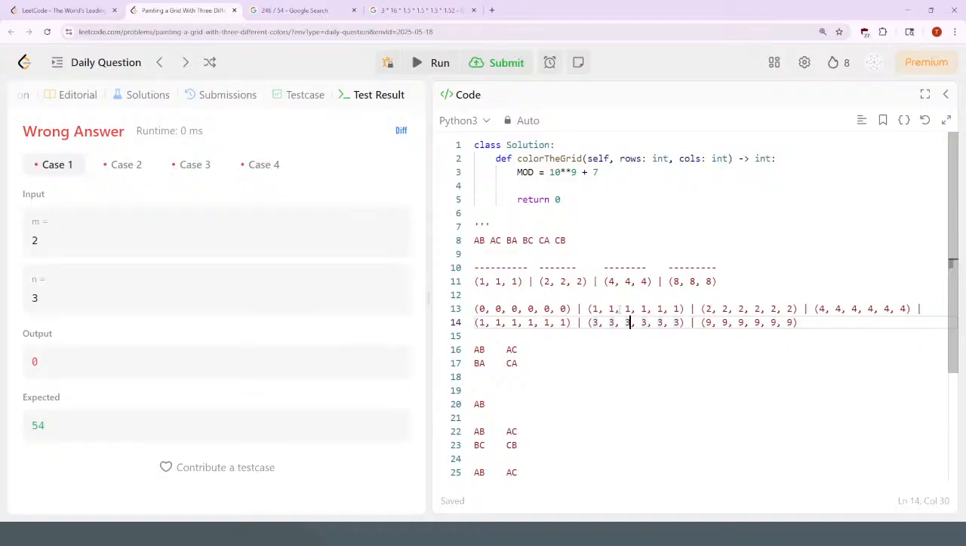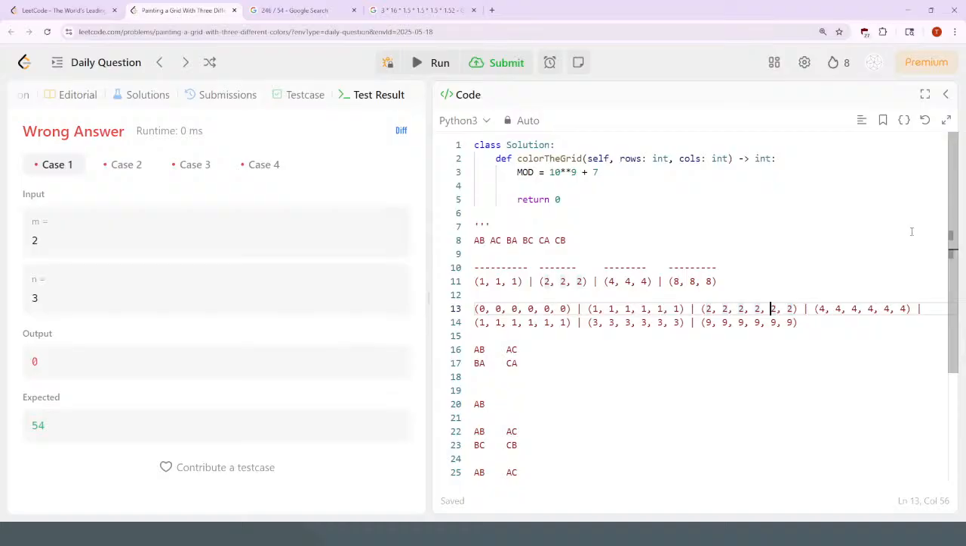This is B and A. And BA here, or BC here. BA and BC, there's 2 and 2. So there's a total of 4.